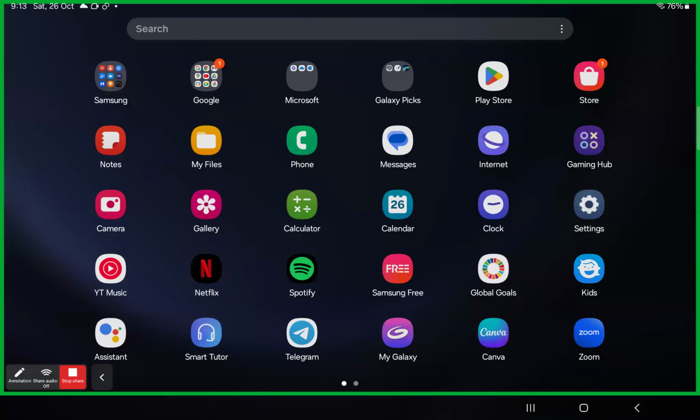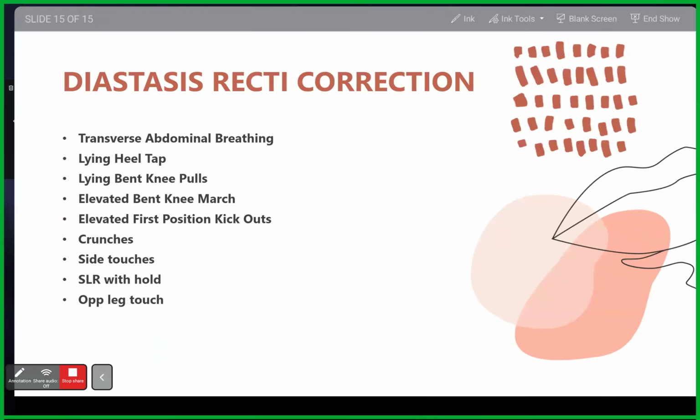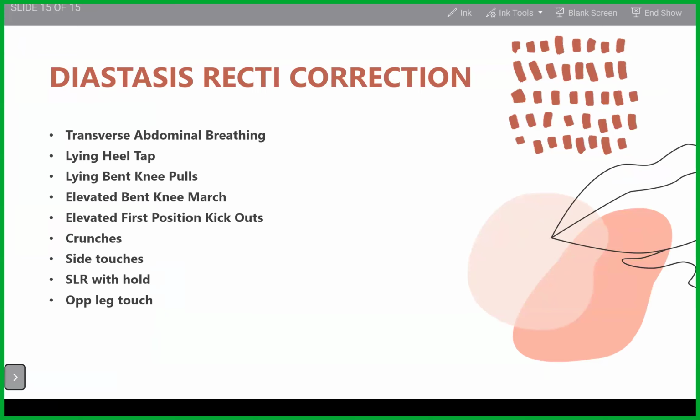Ma'am, mostly people used to say crunches are to be avoided. Is it true? Crunches you have to do for the correction. See, I mentioned crunches here. I told you the phase 3 exercises, right? All of those are diastasis recti exercises: crunches, side touches, SLR with hold, SLR with opposite leg touch, abdominal breathing, lying heel taps, heel knee pull. Anything which engages your core will strengthen your abdominal muscle. All your abdominal strength exercises, please do it.